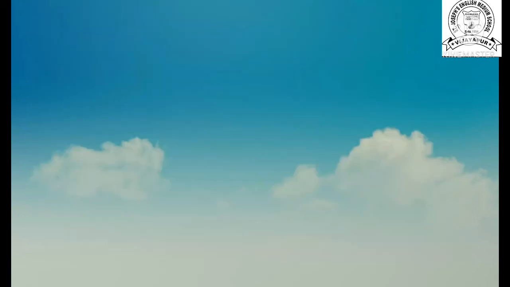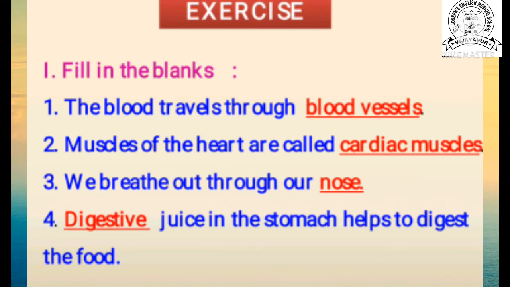Now the next one is fill in the blanks. First one: the blood travels through dash. Children, do you remember? Blood is one of the parts of the circulatory system, and the blood travels through tiny tubes. What are they called? They are called blood vessels. So the blood travels through blood vessels.